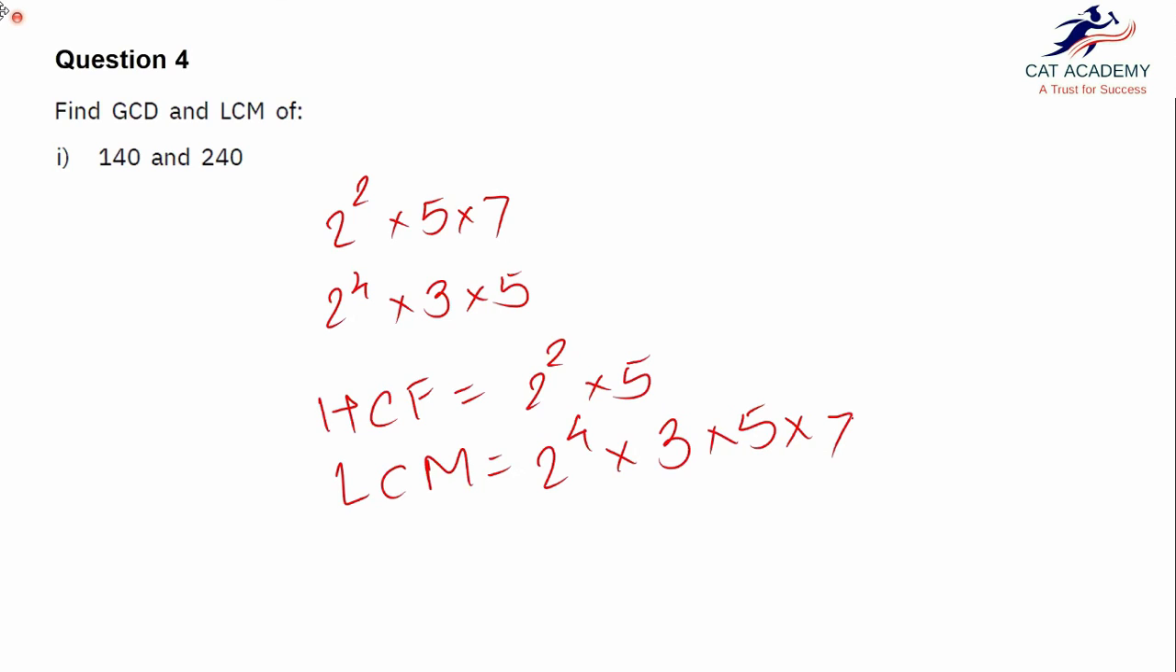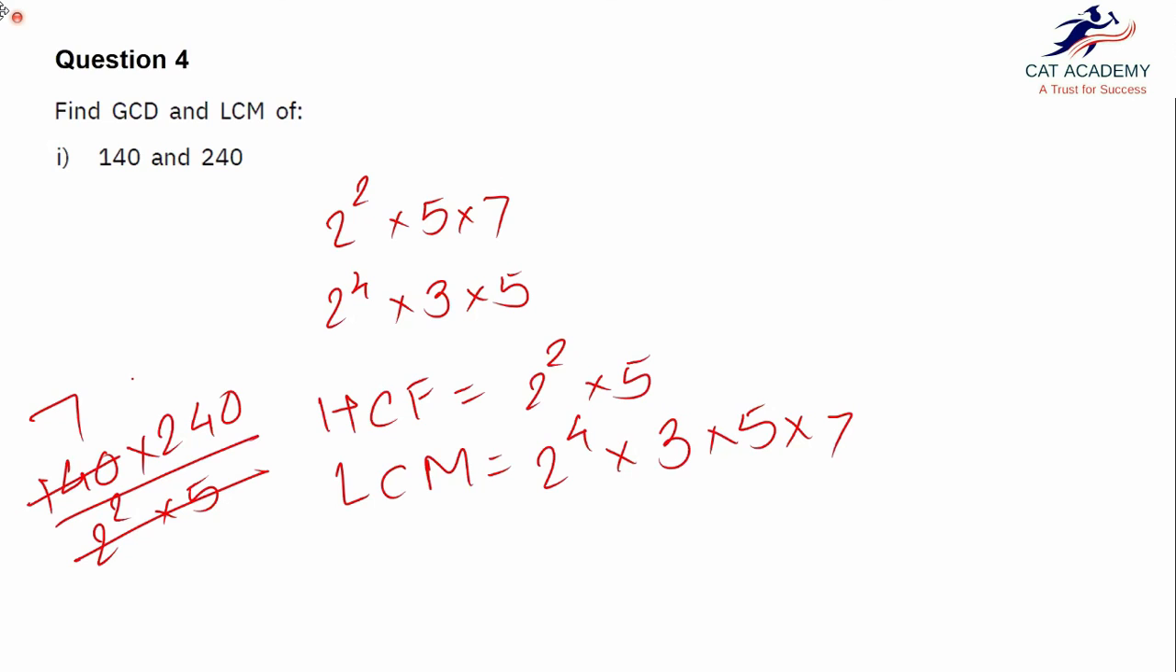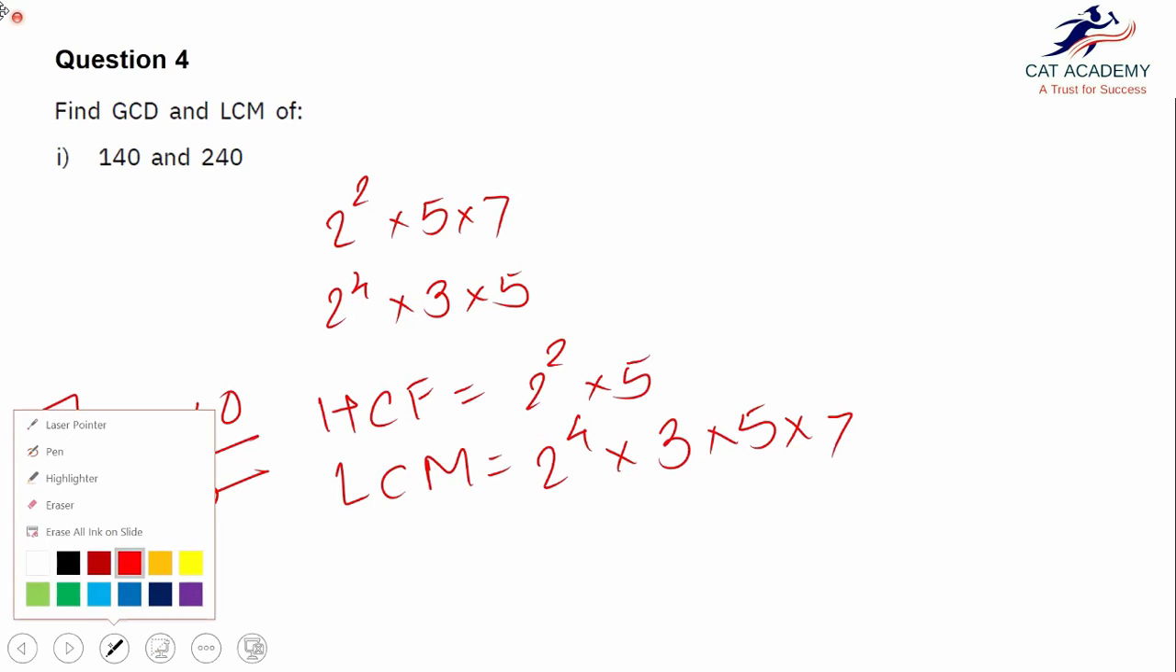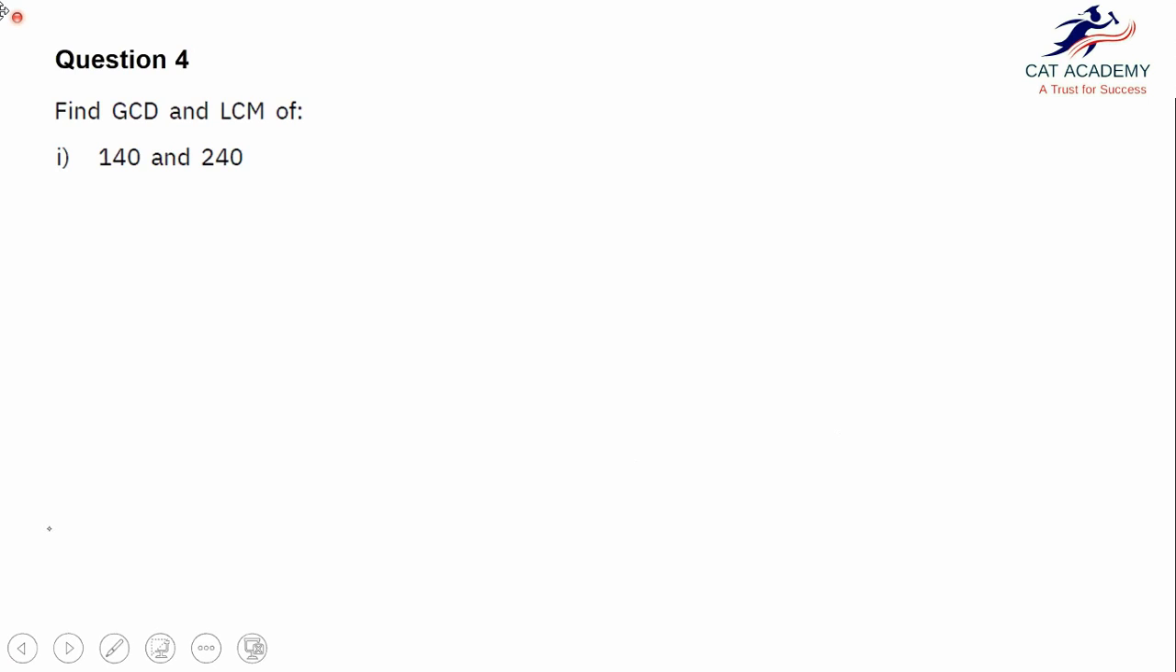Can we use P into Q upon HCF? Yeah, sure, why not? So LCM can be calculated like product of the two numbers divided by their HCF, that is 2 square into 5. So that's 20 basically. So 240 into 7 is going to be my LCM. That's 1680. Works. Okay?